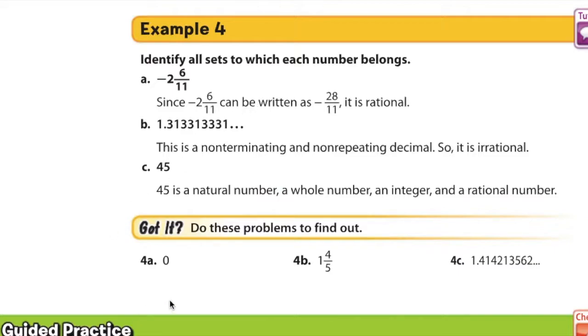For the got it problems at the bottom, 0 belongs to the group of numbers called the whole numbers. It also belongs to the integers, and it also belongs to rational numbers. For 4b, 1 and 4/5 can be written as 9/5, so it is rational. And for C, although there is a pattern, the pattern doesn't seem to continue, and it's not the same block of numbers that's repeating, so that would be irrational.